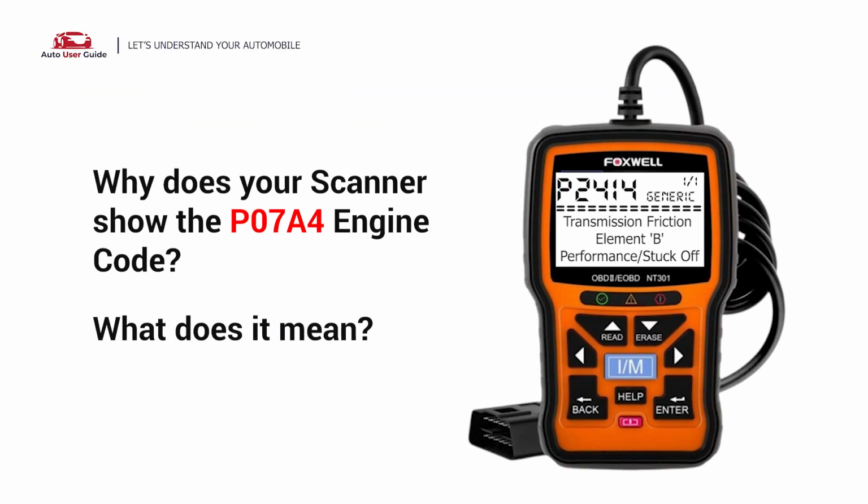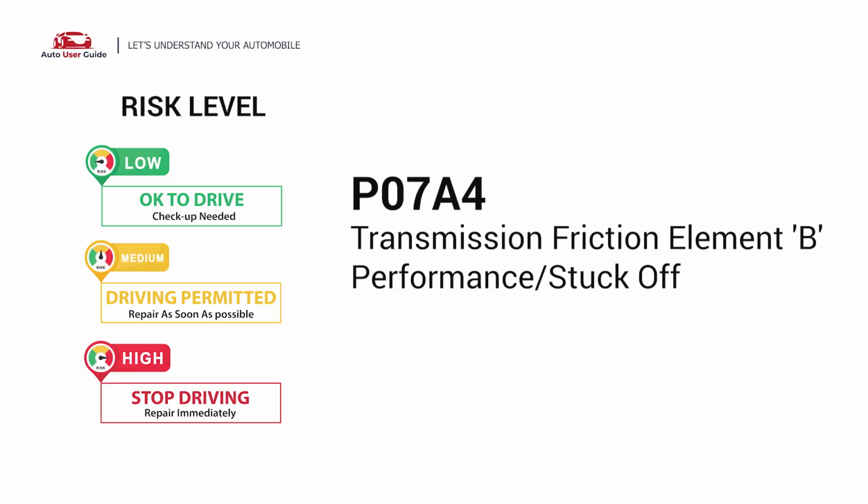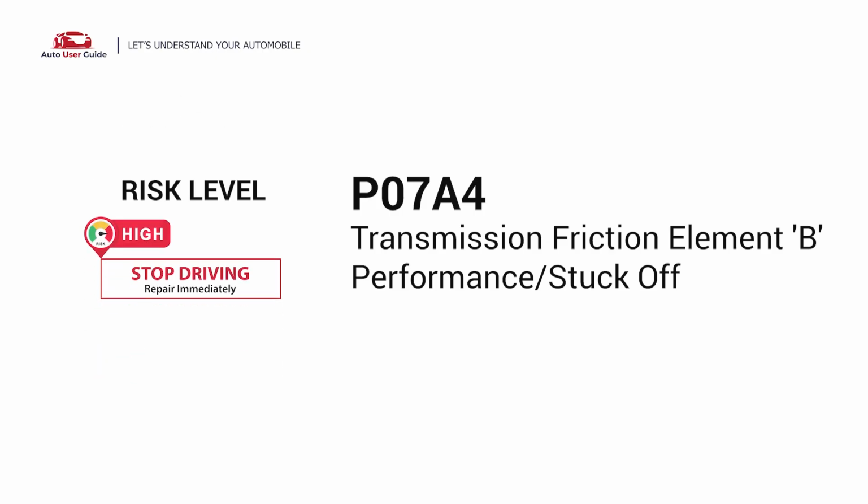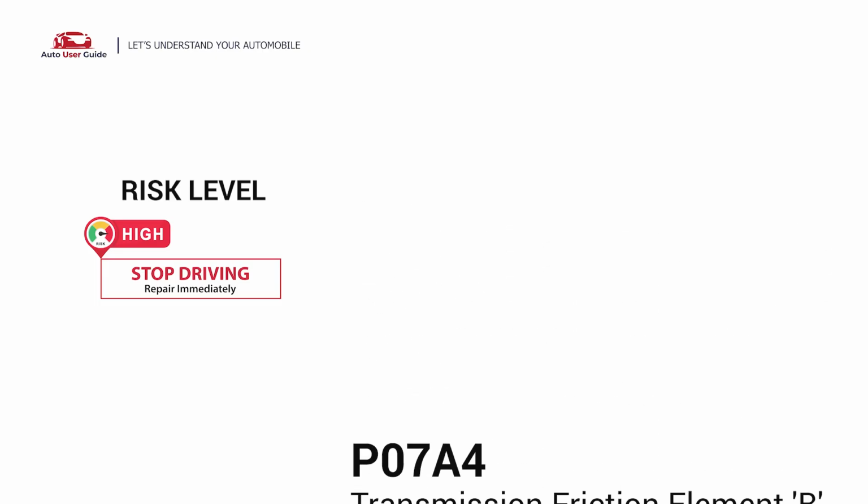Why does your scanner show the P07A4 engine code? What does it mean? P07A4 is a diagnostic trouble code for transmission friction element B, performance, or stuck off.